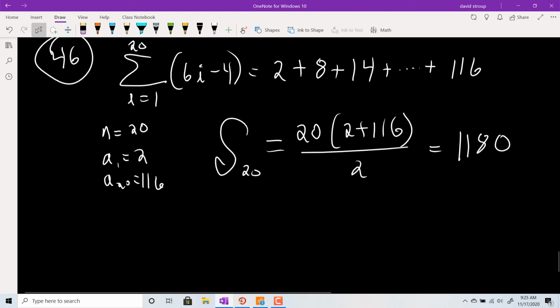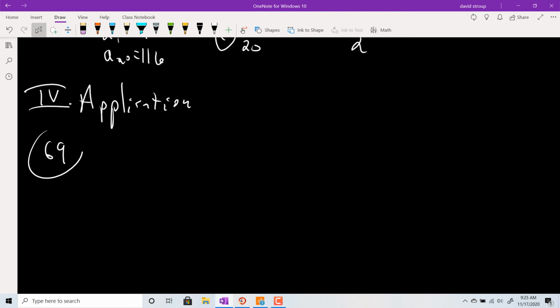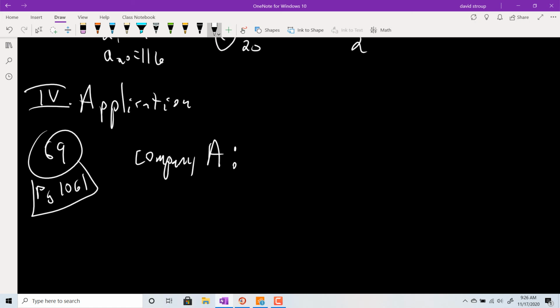Okay, finally an application. So you're offered jobs at 2 companies. This is on page 1061 if you want to look it up real quick so you have a better idea what I'm talking about. But I'll try to walk you through it. You have 2 job offers, one from company A, and their starting salary is $19,000. But they're going to give you a raise of $2,600 per year.